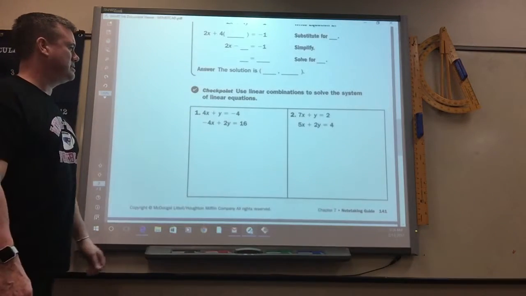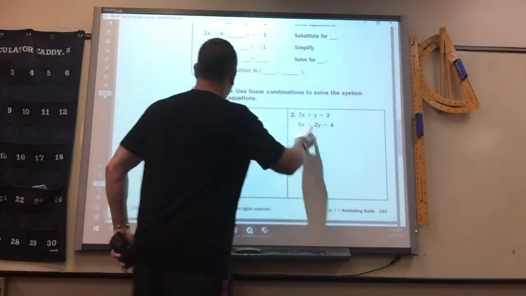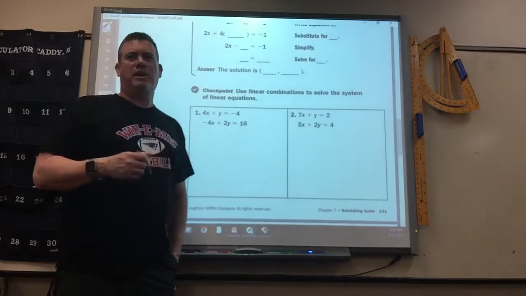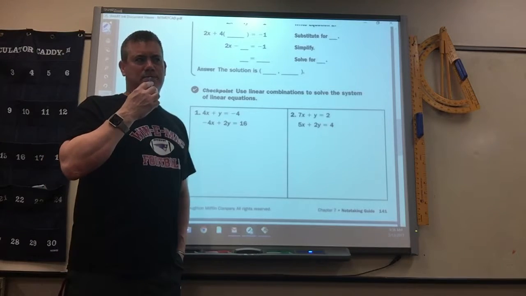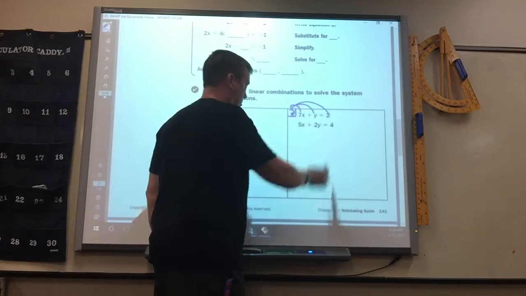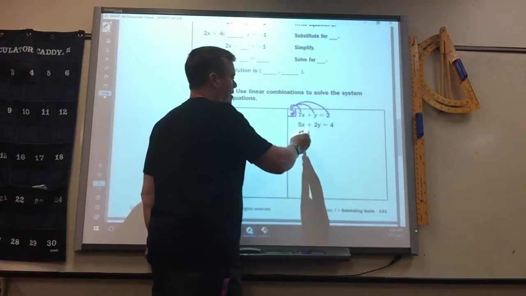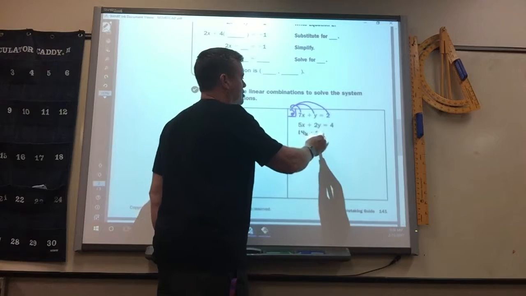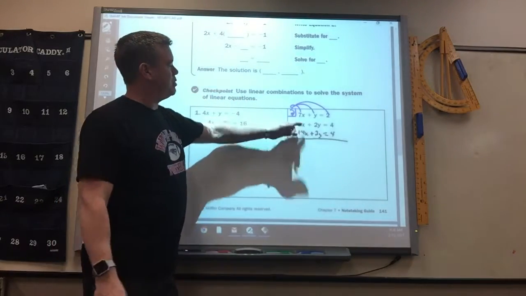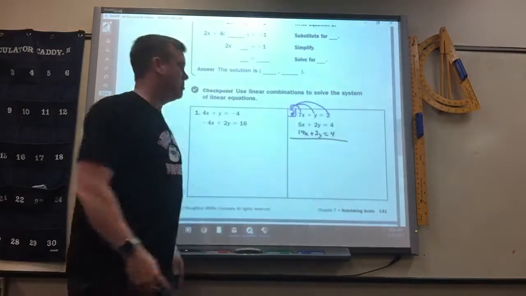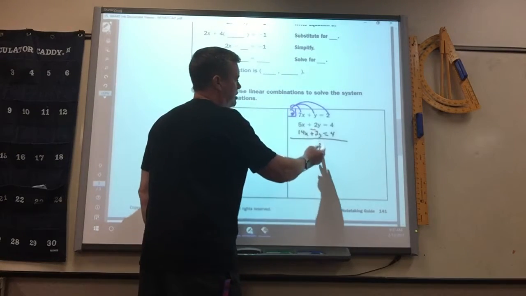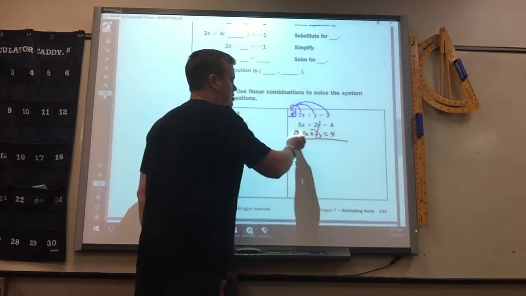Let's do one more. This one's an easy one. What would you do to match up either to x or to y? Take the top one times 2, because then that would match up there. So when I do that, I'll get 14x plus 2y equals 4. And remember, it doesn't matter which equation you put first. So, to get these to cancel, I would subtract, because 2y minus 2y is 0. So subtract the others.